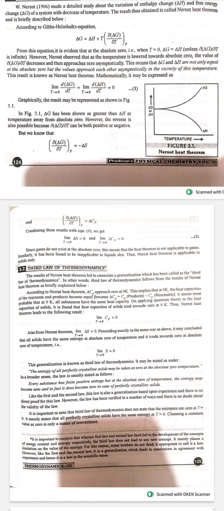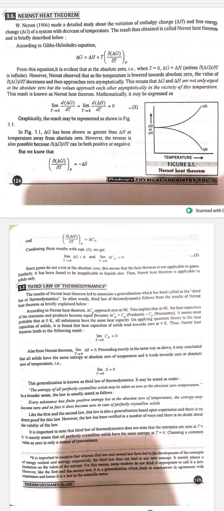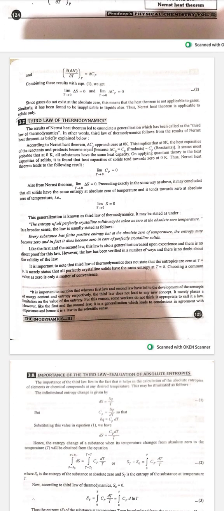This is mathematically expressed as: the limit as T tends to 0 of d delta G by dT is equal to the limit of d delta H by dT, which is equal to 0. This is the graph which is given for the Nernst heat theorem. Third law of thermodynamics. It is the result of the Nernst heat theorem.